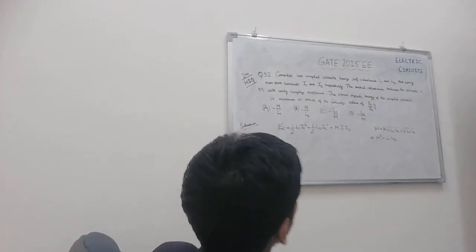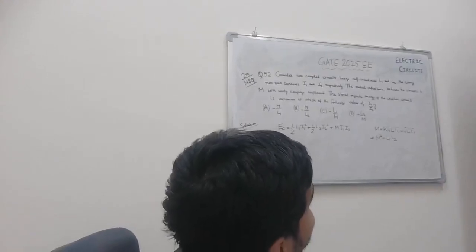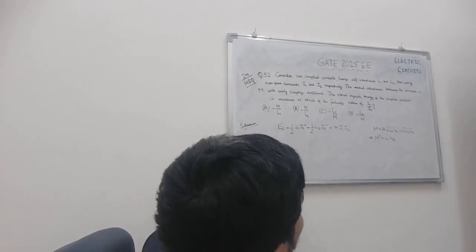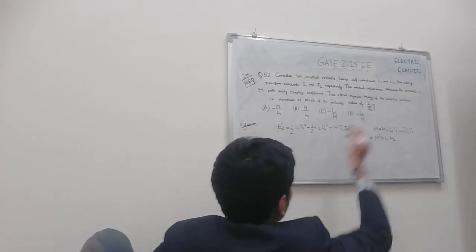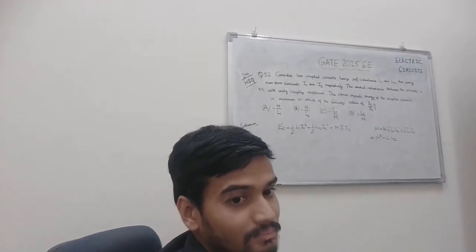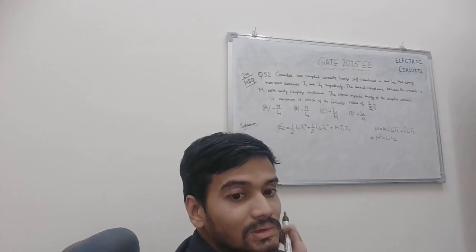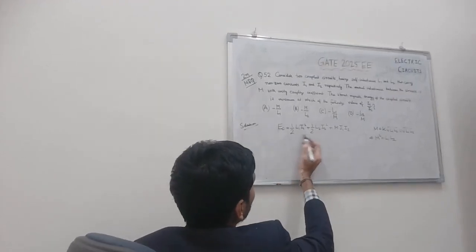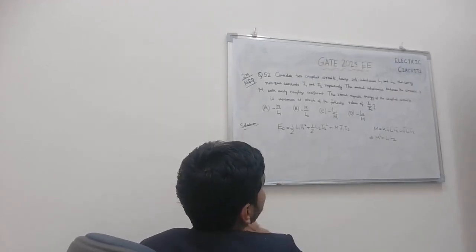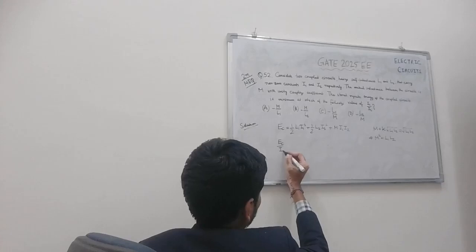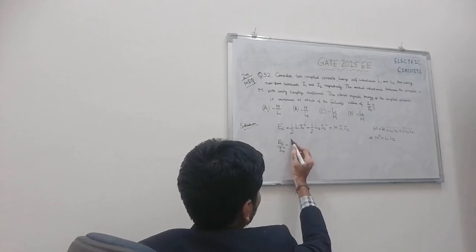Now for getting the minimum stored magnetic energy of the coupled circuit, we need to differentiate the energy expression with respect to I1. What we will do is divide the whole expression by I2 square on both sides. So we will get what?